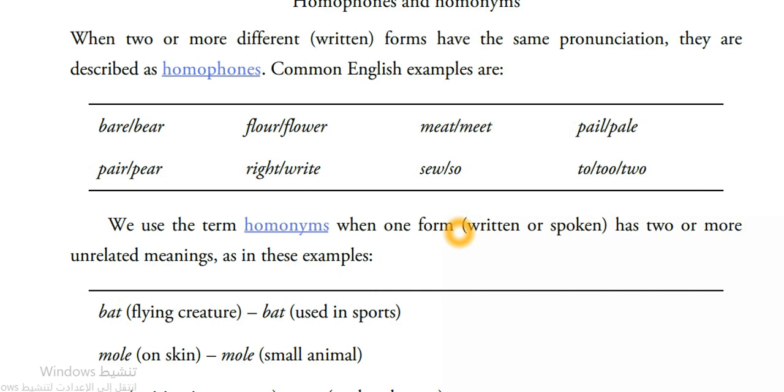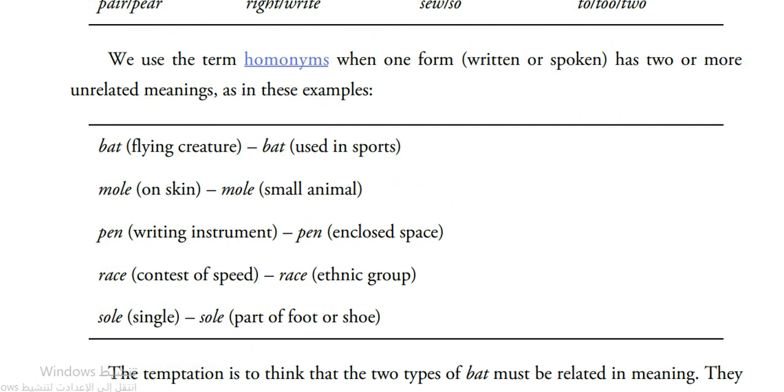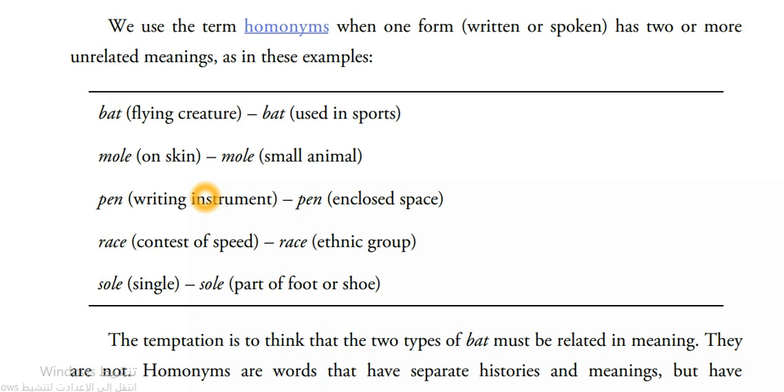We use the term homonyms when one form, written or spoken, has two or more unrelated meanings. So in that point, we have bat and bat. Bat sometimes is in sport, and bat can be a flying creature. We hear the word, but the structure in the sentence gives us another meaning. Like sometimes we have pen, an instrument for writing, and pen can be an enclosed space. We have race, meaning a contest of speed, like a race for cars, and race for an ethnic group. That's the point about homonyms. You need to remember that spoken or written, they have unrelated meanings. The form is totally identical, but the meaning is totally different, and it's based on the sentence structure and meaning.